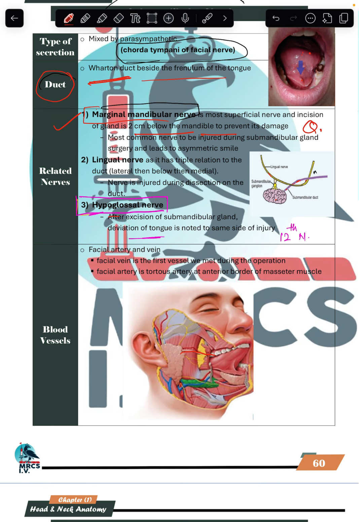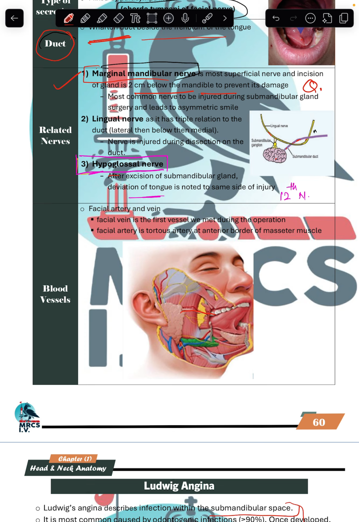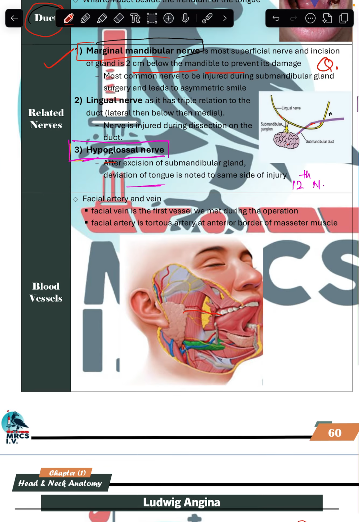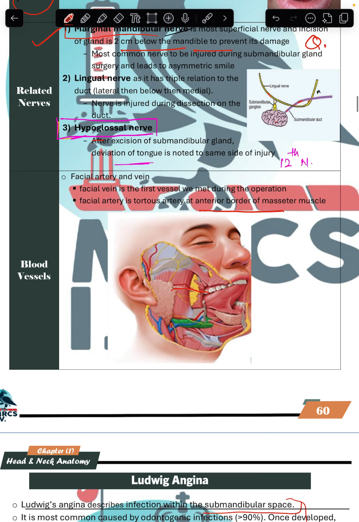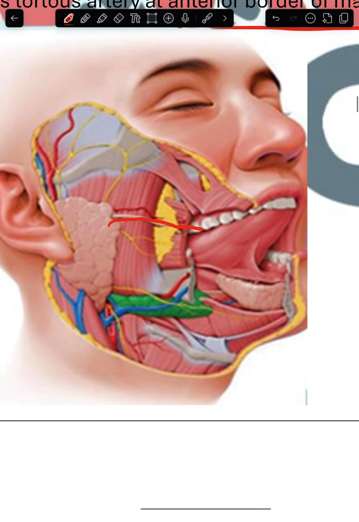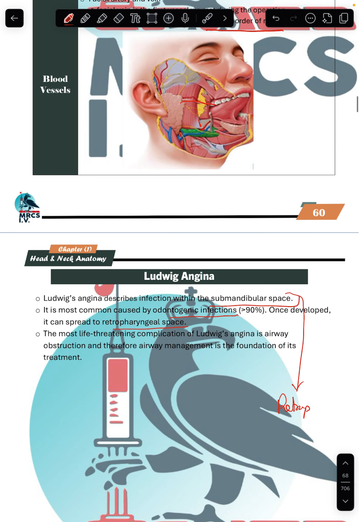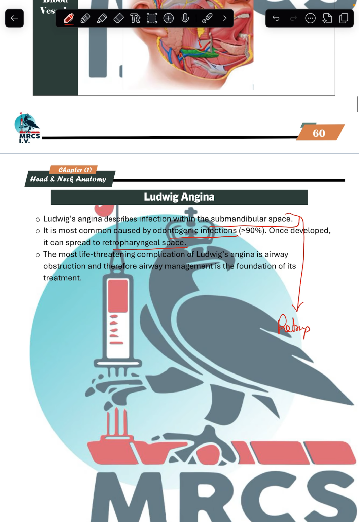So the facial artery and the vein. How is the relation? The facial vein is the first vessel we ligate during surgery. The facial vein is superficial, passing above, and the artery is tortuous at the anterior border of the masseter. At the anterior border of the masseter, this is the relation of the artery. This is the masseter muscle. So this is about the submandibular gland.